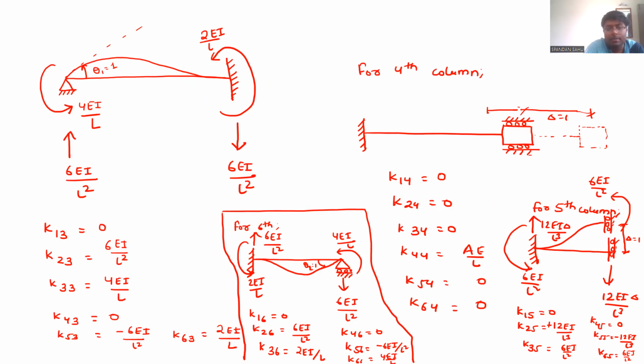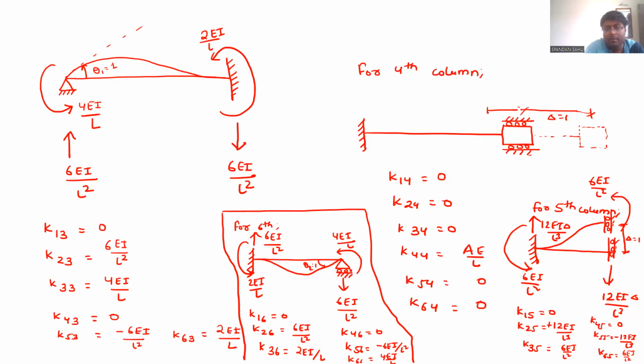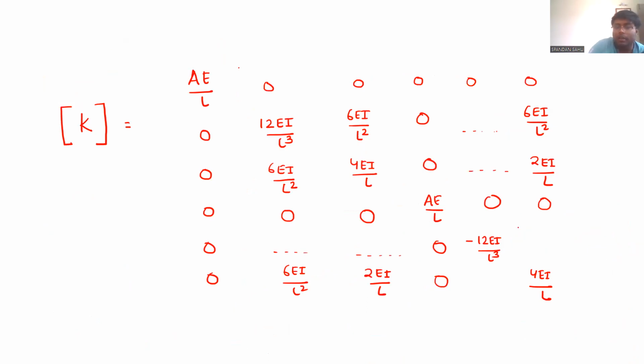K56. What is the value of K56? Minus 4EI upon L square. K65 is plus 4EI upon L square. K56 is coming here as minus 6EI by L square and K65 is 6EI upon L square. So this should be symmetric, but why are we getting some values symmetric and some not symmetric?